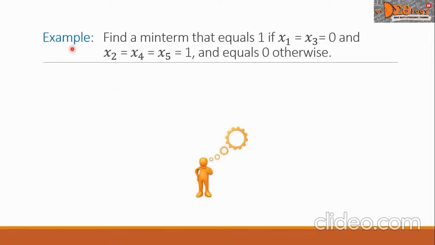Let us see this example. Find a min term that equals 1 if x sub 1 equals x sub 3 equals 0, and x sub 2 equals x sub 4 equals x sub 5 equals 1, and equals 0 otherwise.